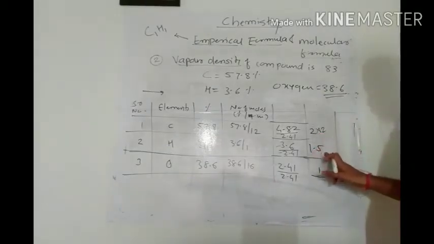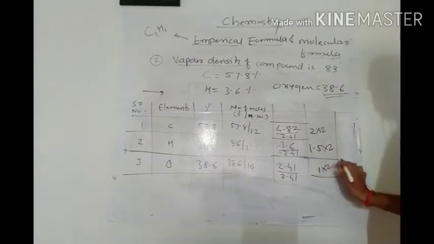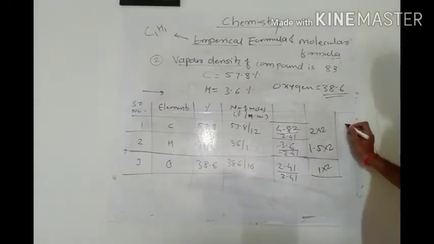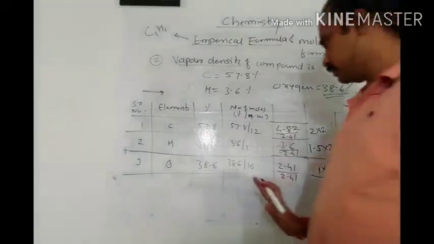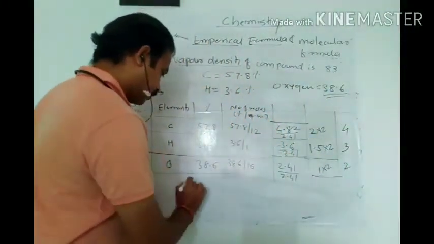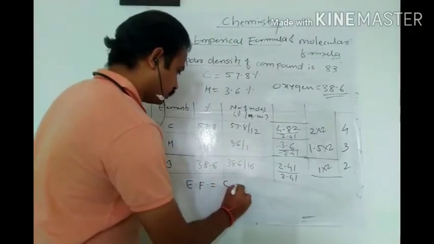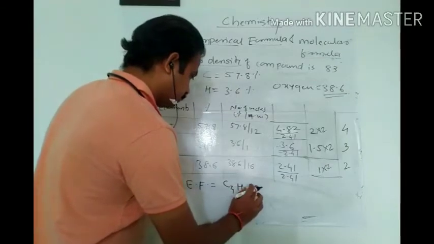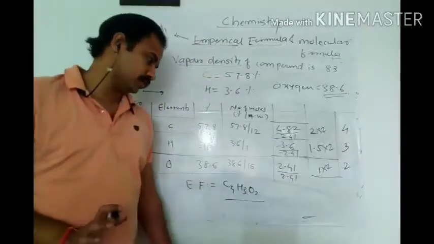So I have to multiply each element by 2. So 2 into 2, 1.5 into 2, and 1 into 2. That gives me the answer 4, 3 and 2. So in this way I can get 4, 3 and 2. It means the empirical formula is equal to C4H3O2. So this is how you have to write down the empirical formula.